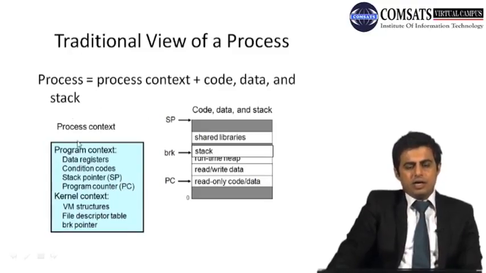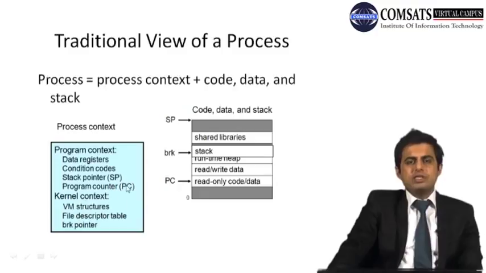ठीक है, और अगर आप देखें कि प्रोसेस कॉन्टेक्स्ट के अंदर क्या चीज़ें शामिल हैं कि उसके पास कौन से डेटा रजिस्टर्स हैं, व्हाट काइंड ऑफ कंडीशन कोड्स इट हैज़ गॉट, और इसका स्टैक पॉइंटर क्या है, एंड देन व्हाट इज़ द प्रोग्राम काउंटर. तो इसमें स्टैक पॉइंटर और प्रोग्राम काउंटर इसके अपने होते हैं प्रोसेस के. फिर इसके अंदर कर्नल कॉन्टेक्स्ट भी शामिल है जिसमें वर्चुअल मेमोरी स्ट्रक्चर्स हैं और फाइल डिस्क्रिप्टर टेबल्स हैं और BRK के पॉइंटर्स हैं, ब्रेक पॉइंटर्स हैं.